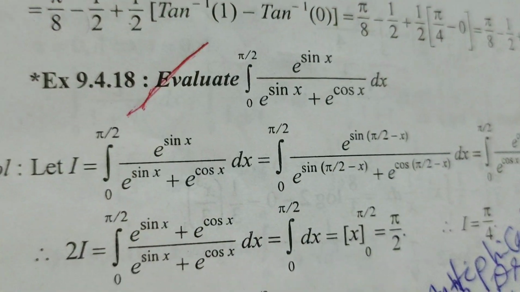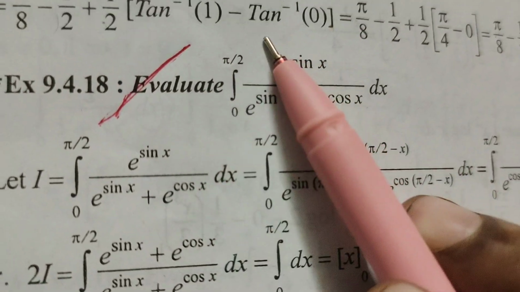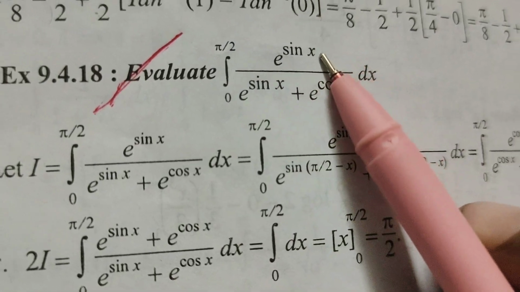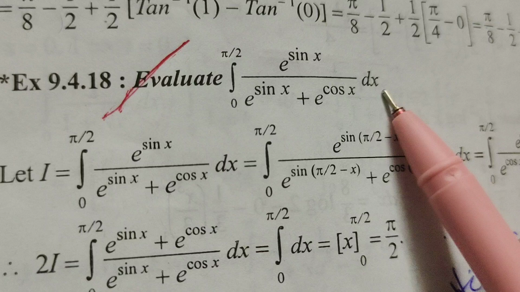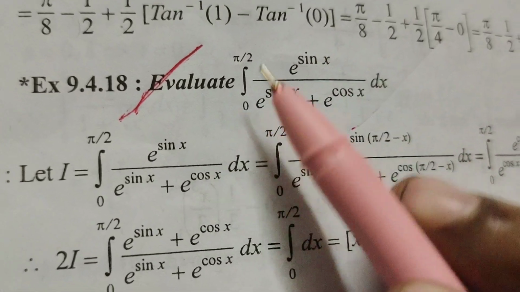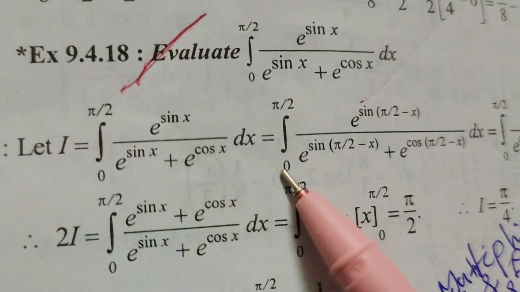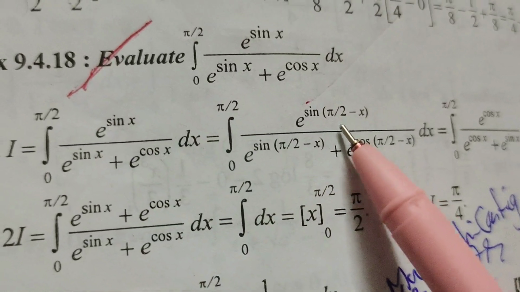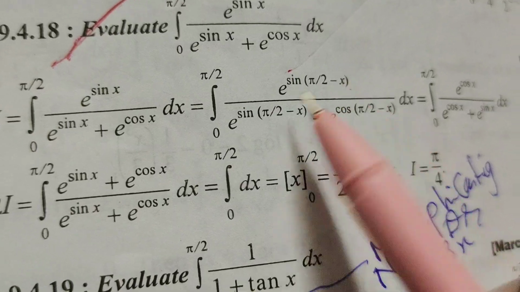Now today we are going to explain this evaluated definite integral problem. Integral 0 to pi by 2 of e power sin x by e power sin x plus e power cos x dx. Okay, we are given a definite integral of the function, considered as I. Next, replace x with pi by 2 minus x, I mean sin of 90 minus x.